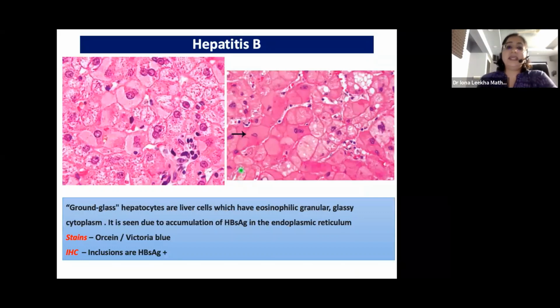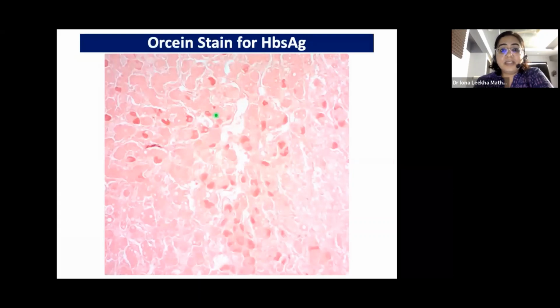Now, coming to hepatitis B, one feature seen in hepatitis B is the ground glass appearance of hepatocytes. That is, these are liver cells which have an eosinophilic glassy or granular appearance. This is seen due to accumulation of HBsAg in the endoplasmic reticulum. Here again, you can see all these hepatocytes with a ground glass appearance. The stains which can be used to demonstrate this are Orcein and Victoria Blue, and we can also do an IHC to demonstrate the HBsAg antigen. This is an Orcein stain. It demonstrates the hepatitis B surface antigen infected cells.